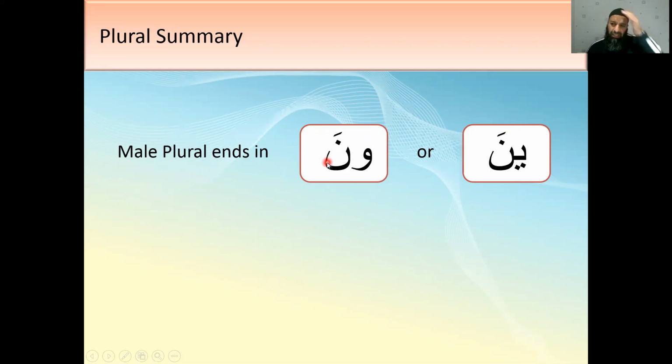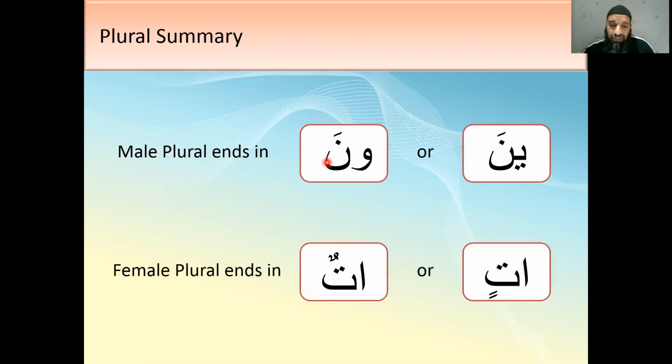This is the main summary. Learn the plurals definitely. And for feminine words, the plurals are atun and atin. So muslimatun muslimatin, abidatun abidatin, kafiratun kafiratin, sadiqatun sadiqatin.